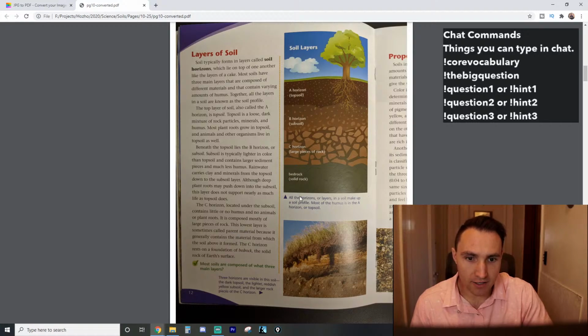The lowest layer is sometimes called the parent material because it generally contains the material from which the soil above it formed, right? The C horizon rests on the foundation of bedrock, the solid rock of Earth's surface. To the very bottom right here is the bedrock.